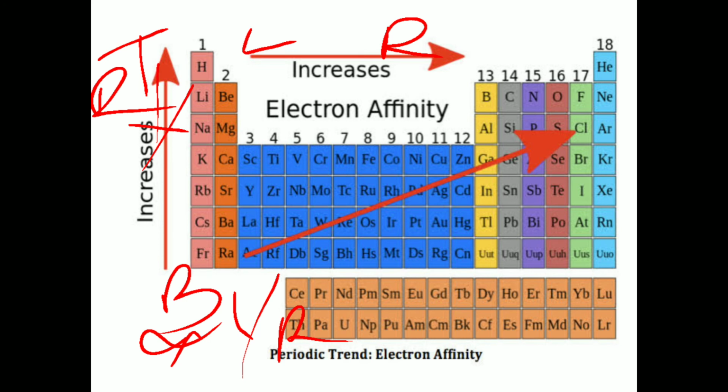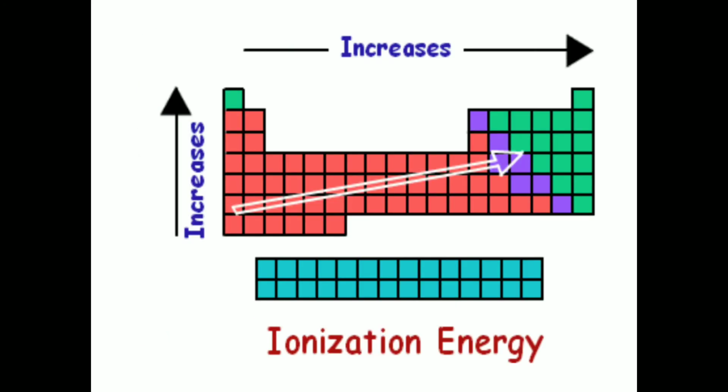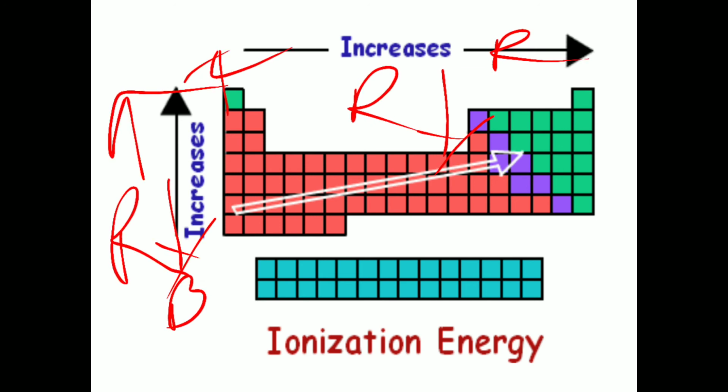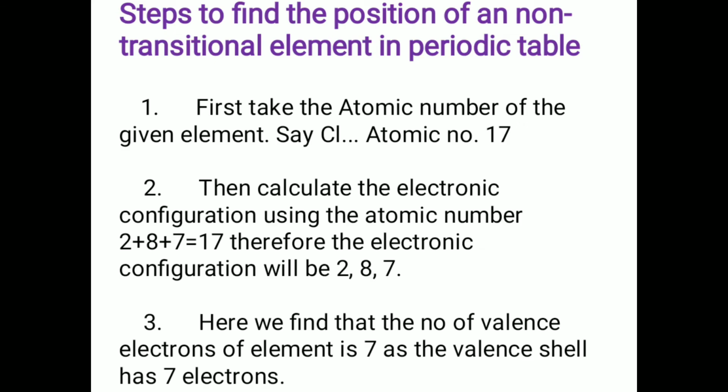And the last thing, ionization energy also follows the same trend. Going from left to right the radius decreases, so that is why ionization energy increases. And going from bottom to top the radius decreases. When the radius decreases, the ionization energy, electron affinity and electronegativity will also increase in nature. I hope it is clear to you, and this is the most important topic of all.